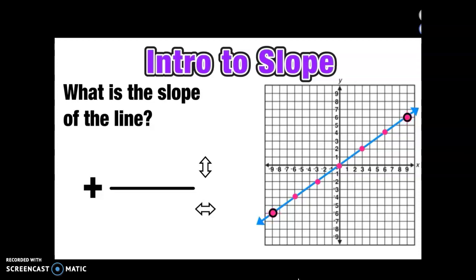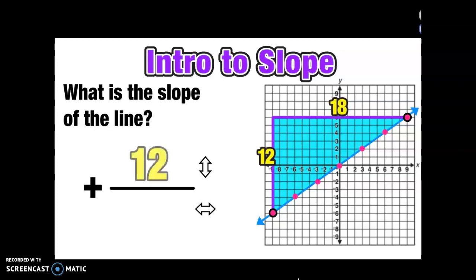And we're going to start with the two farthest points away from each other. So we'll start by counting the rise, the number of units that we are increasing, and then the run, the amount of units that we're moving horizontally, again, to make this staircase shape. If we count the number of units upward, we rose 12, and then our run was 18 units to the right. So we can express our slope as positive 12 over 18.